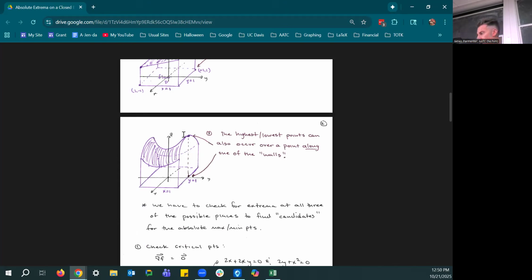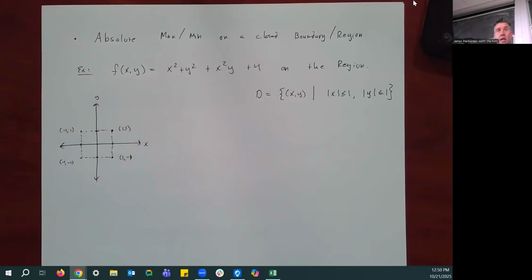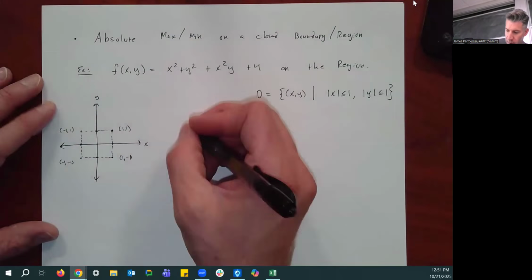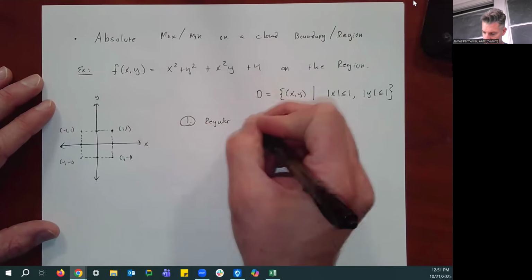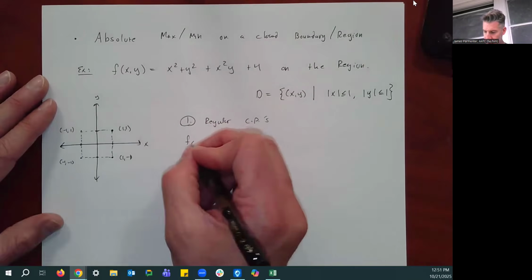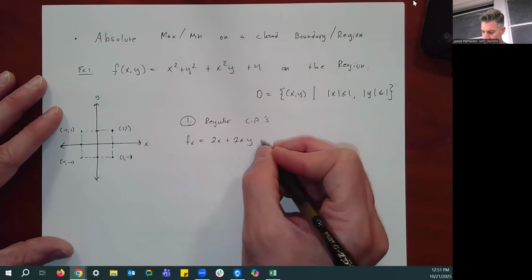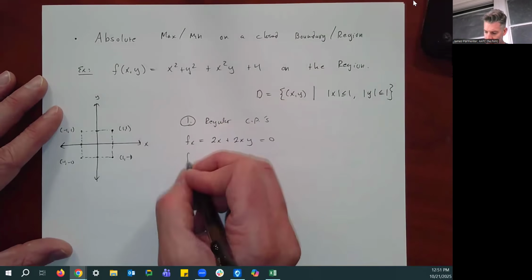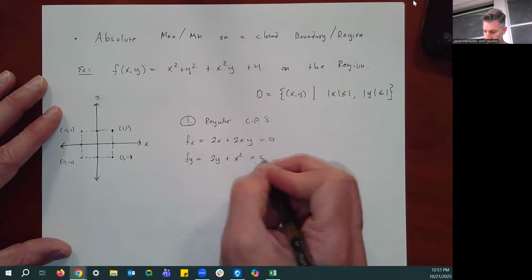All right, so let's go back. Here we go. So here's how we approach this. First step, find the regular critical points. So take your partial derivatives. Fx is going to be 2x plus 2x times y, set it equal to 0. Fy is going to be 2y plus x squared, set that equal to 0.